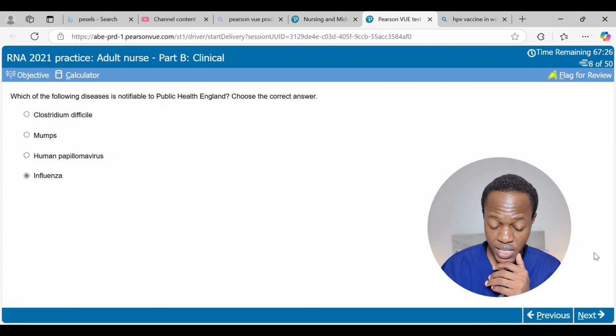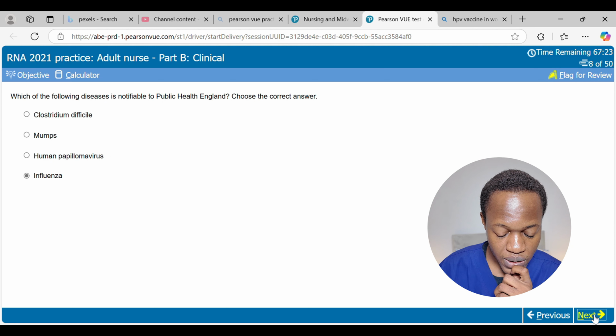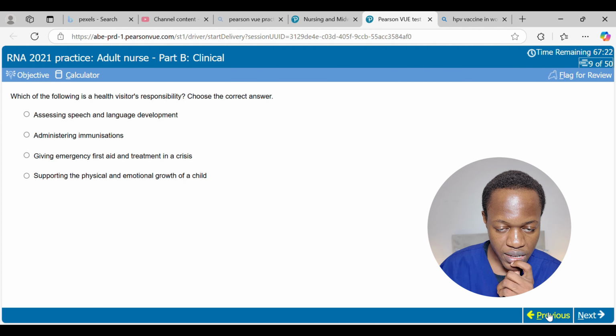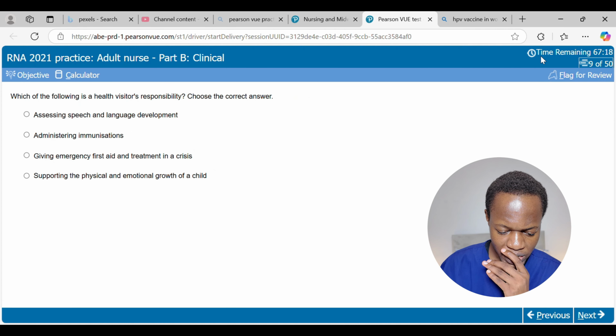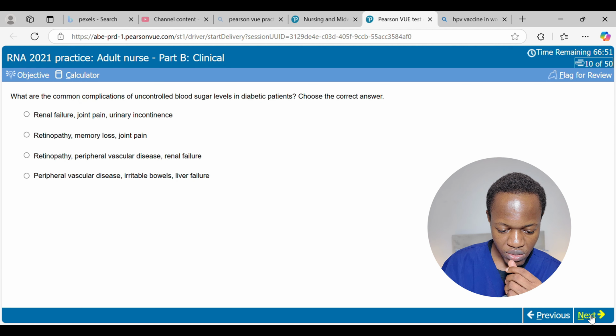Which of the following is a health visitor's responsibility? Choose the correct answer. A. Assessing speech and language development. Administering immunizations, giving emergency first aid and treatment in a crisis. That's the correct answer.